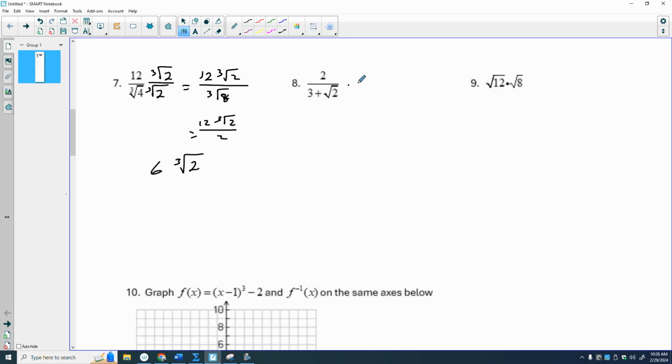Okay, multiply top and bottom by the conjugate of the bottom. Conjugate is the opposite sign of the irrational number.